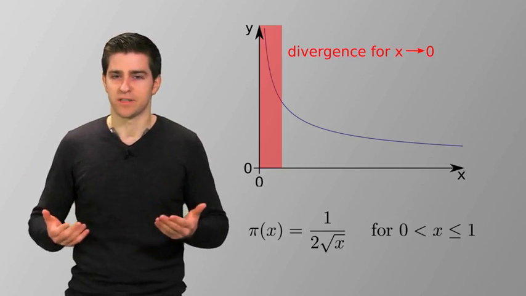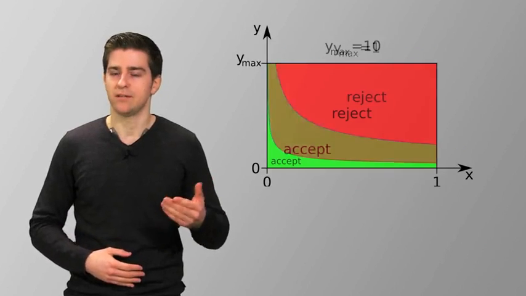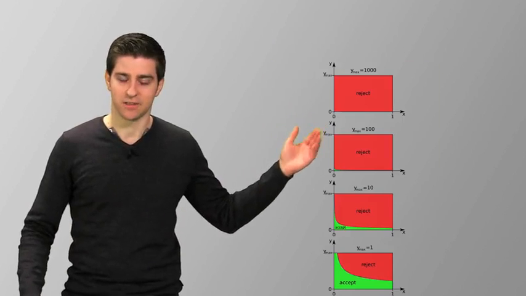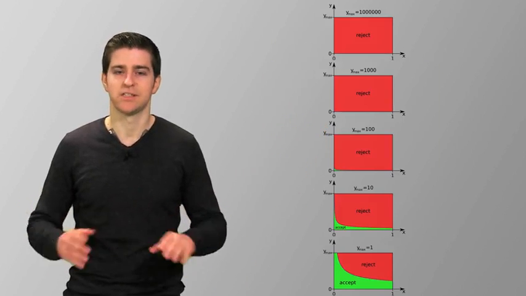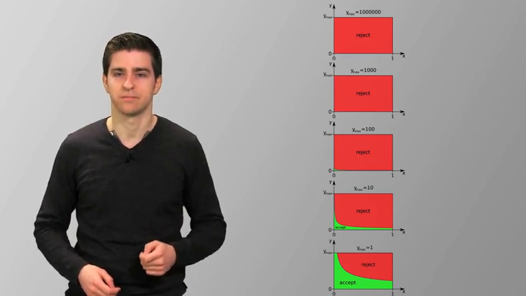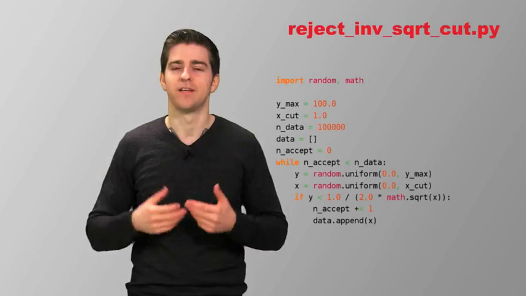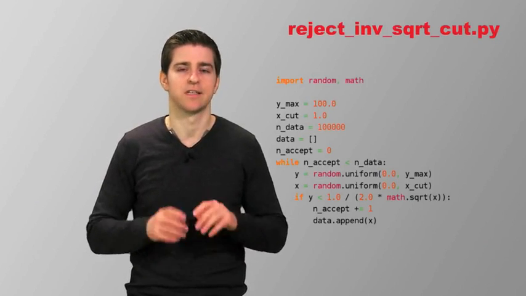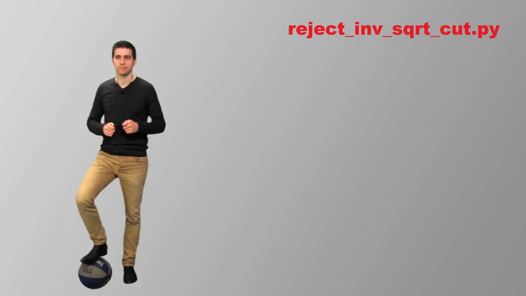Should we set Ymax equal to 1, to 10, to 1,000, to 1,000,000? Our rejection rate would skyrocket, and whatever value we choose, some part of the curve would still be above our box. Let's give it a try. We implement the rejection method, just like we did in the Gaussian case, and set Ymax equal to 100.